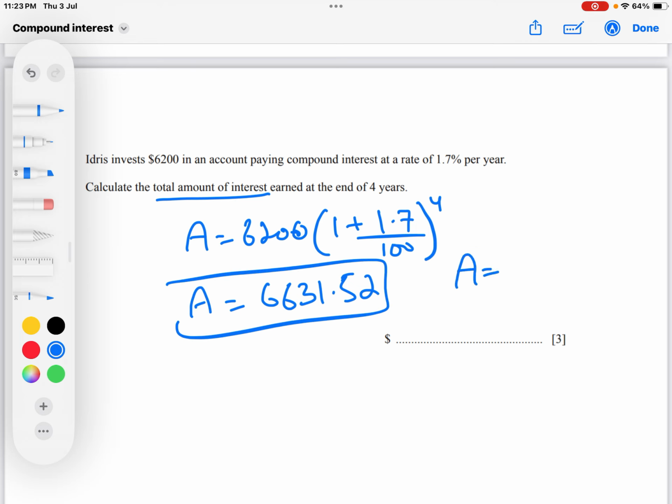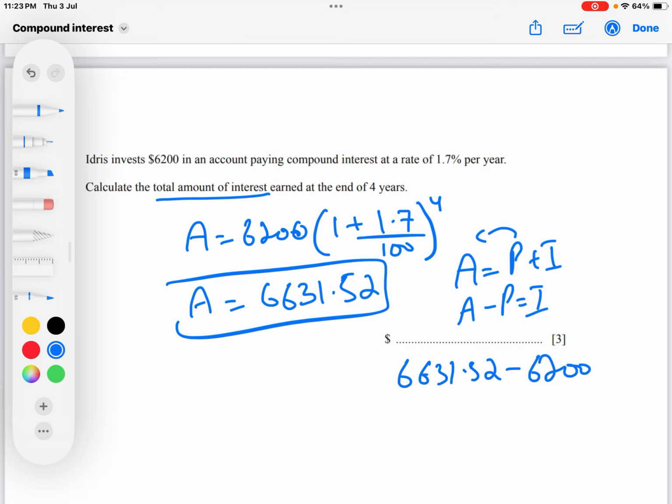This is the amount we got, but in the question they ask for interest. So A equals P plus I is the formula. P goes to the other side, so A minus P is equal to I. The value of A is 6,631.52 and the principal amount is 6,200. When we subtract, we get $431.52. This will be our final answer. I hope everything is clear in this part. That's a very simple and basic part.